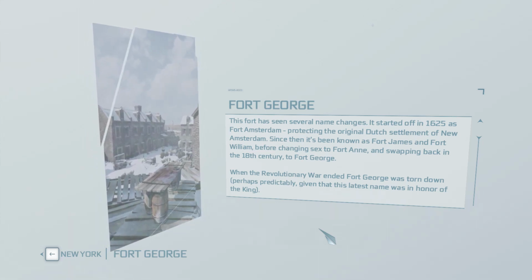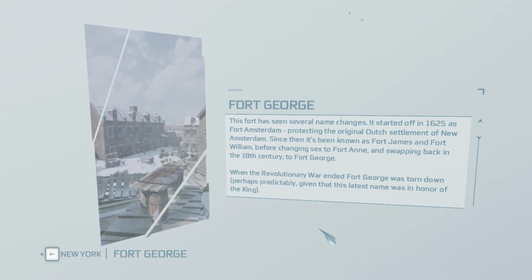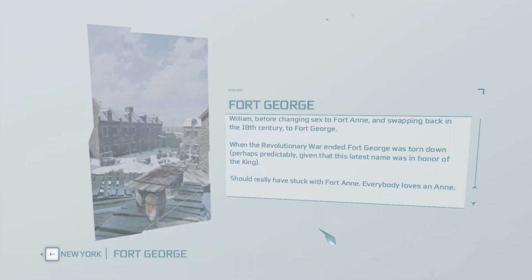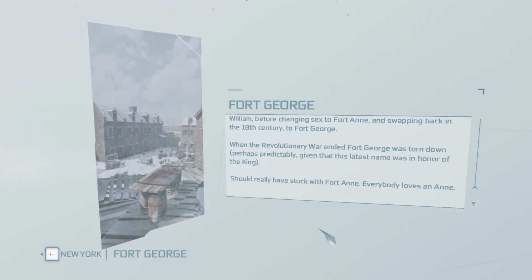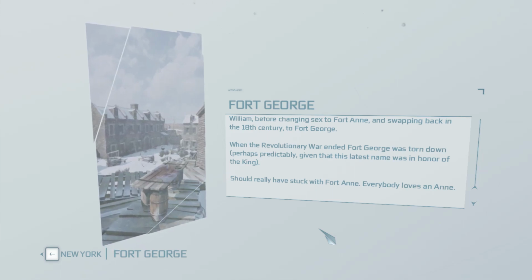When the Revolutionary War ended, Fort George was torn down, perhaps predictably, given that this latest name was in honor of King George. Should really have stuck with Fort Anne. Everybody loves an Anne.